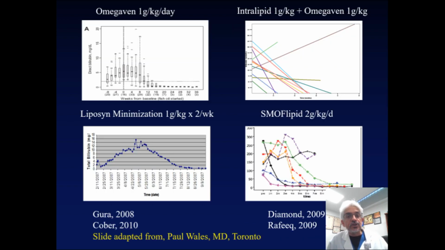This elegant slide, shared with me by Paul Wales from Toronto, tells us that there are many different ways to skin the cat of parenteral nutrition-associated liver disease. I have quite intentionally not discussed omega-3, upper left panel, in this talk. It is clear that omega-3 has really moved the needle, both in terms of understanding and, in fact, in firing the conversation on lipid emulsions and TPN liver disease, but also perhaps in changing the trajectory of liver disease for many patients.